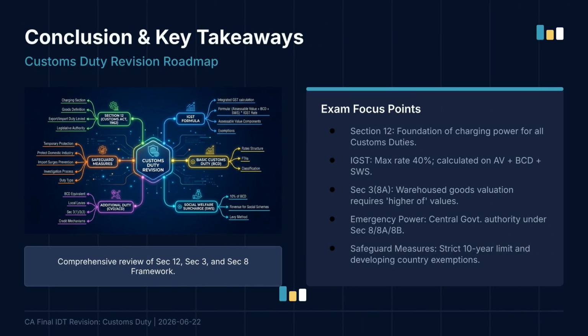Let's quickly recap. Section 12 is the foundation of customs duty levy. Basic customs duty arises from the Customs Tariff Act schedules. Imported goods generally attract IGST and, where applicable, compensation cess. Valuation provisions under Sections 3.8 and 3.8a are critical for examination purposes. Emergency powers under Sections 8 and 8a enable quick tariff changes, while safeguard measures under Section 8b protect domestic industries from harmful import surges. Mastering these provisions gives you a strong conceptual grip on the entire customs duty framework.